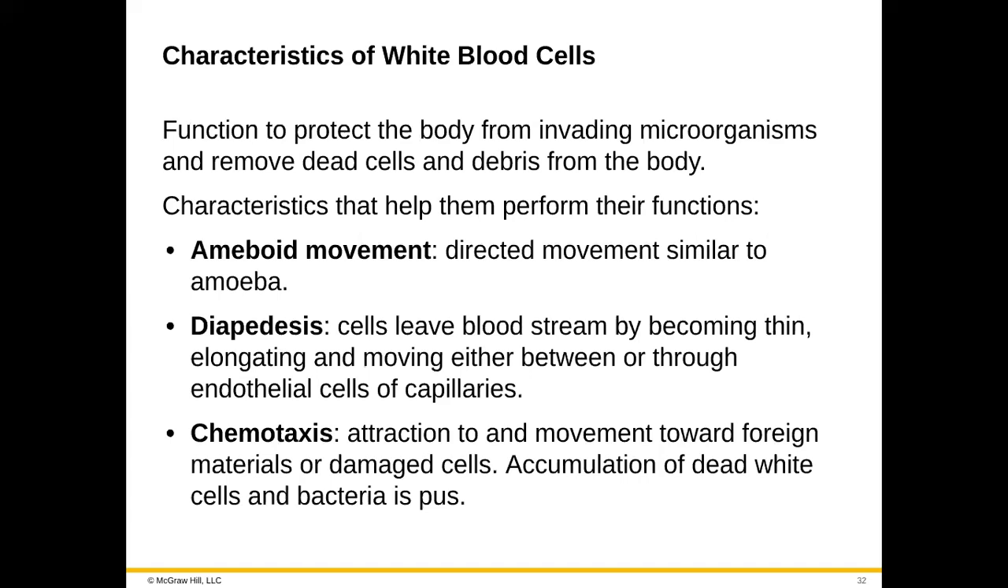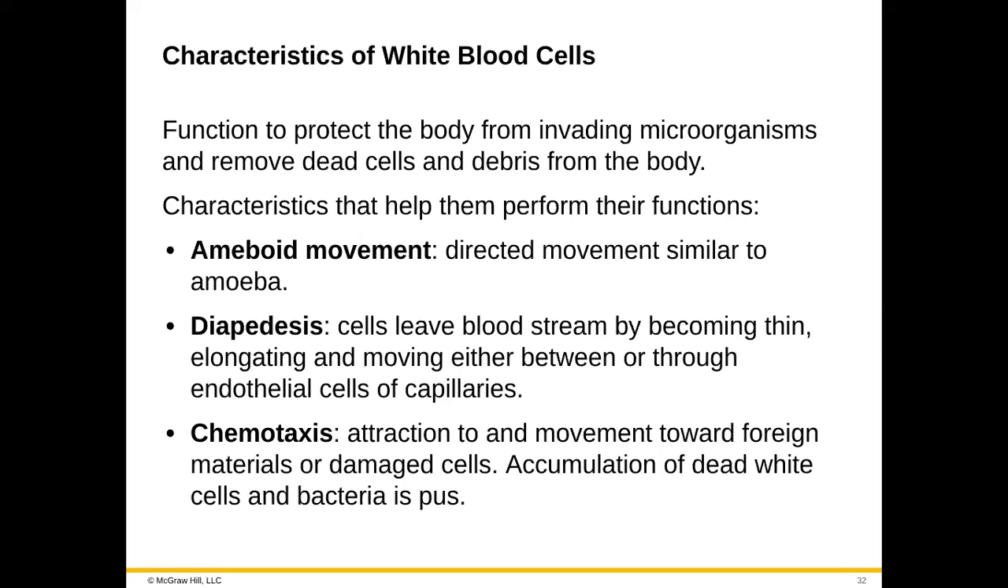So talking about characteristics of white blood cells, their whole function is to protect us from invading microorganisms and keep the body clean of any of these foreign invaders or debris and trash that our body has created, whether it's removing cells of ours that have died or debris that these cells have created. There's a couple characteristics that help them perform these functions.